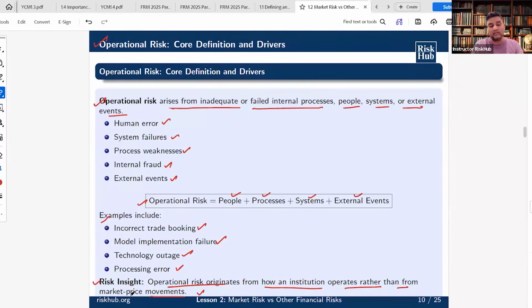And a clarification here: the standard supervisory definition includes legal risk and excludes strategic and reputational risk. Model risk is split: a coding or implementation failure is operational, while a wrong modeling choice is usually governed under model risk separately.